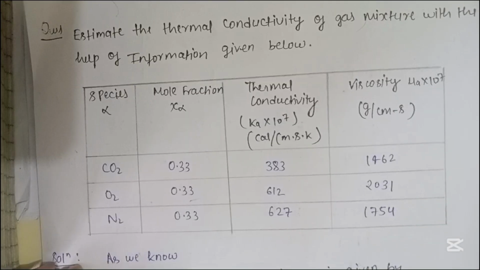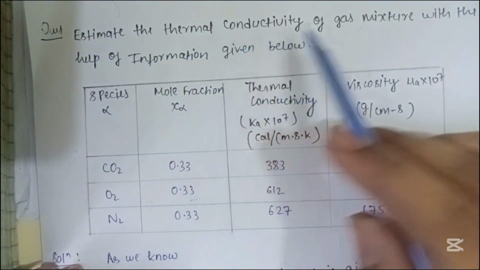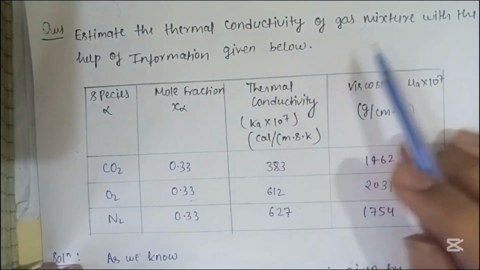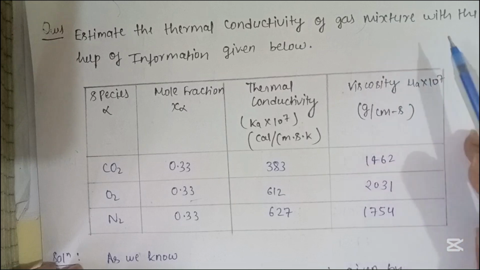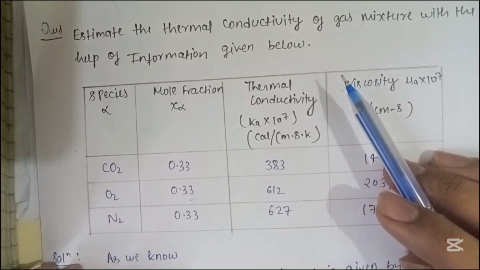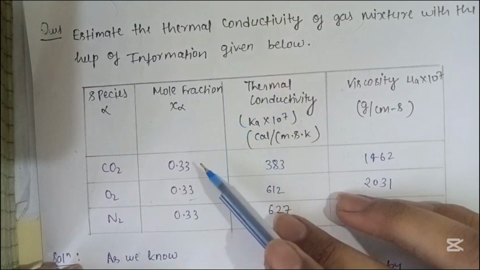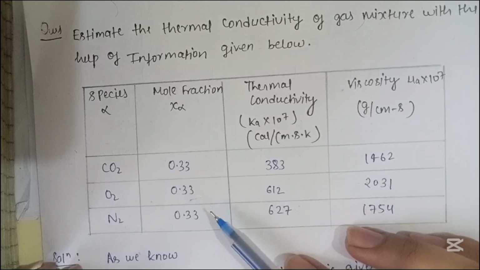We have a problem statement. It states: estimate the thermal conductivity of a gas mixture with the help of the information given below. In this question, we have to calculate thermal conductivity for the gaseous mixture using the data of the individual species, with thermal conductivity and the viscosities. We are given the species CO2, O2 and N2, and their respective mole fractions are 0.33 for CO2, 0.33 for O2, 0.33 for N2.